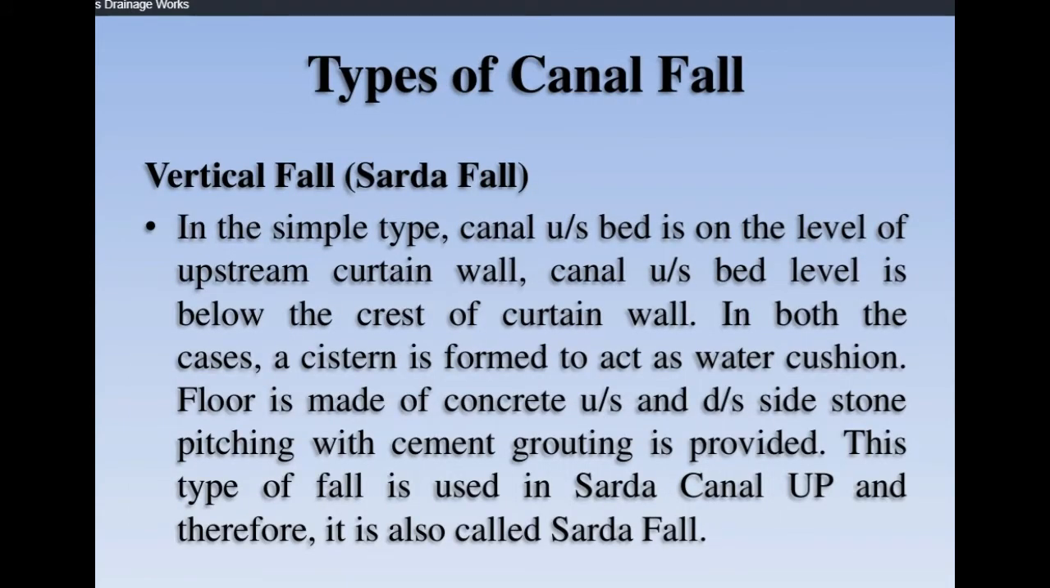Now vertical fall or Sharda fall. In the simple type, the canal upstream side bed is on a level of the upstream curtain wall, and the canal upstream side bed level is below the crest of the curtain wall. In both cases, a cistern is formed to act as a water cushion. The floor is made of concrete on the upstream side and on the downstream side stone pitching with cement grouting is provided. This type of fall is used in Sharda Canal, UP, and therefore it is called a Sharda fall.